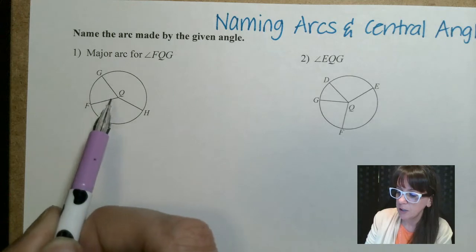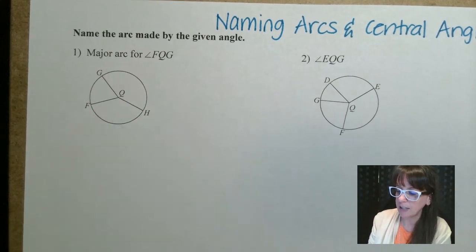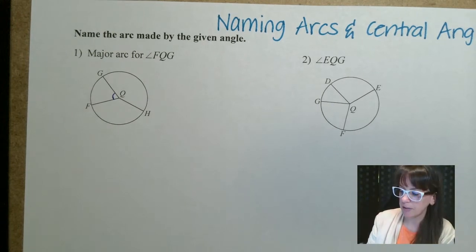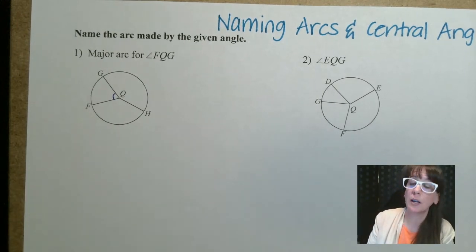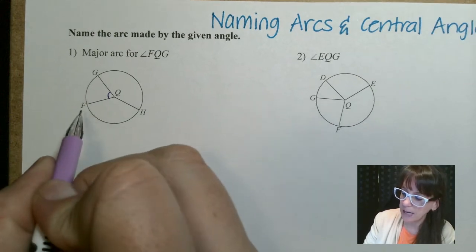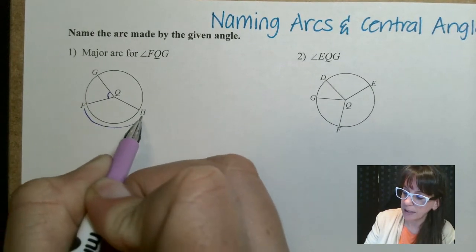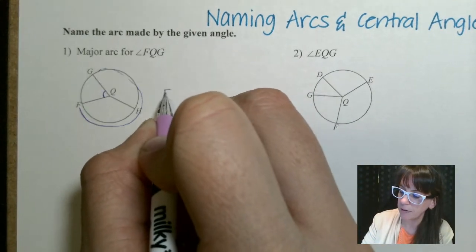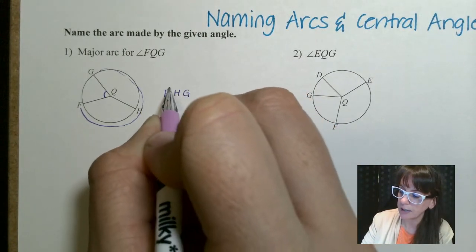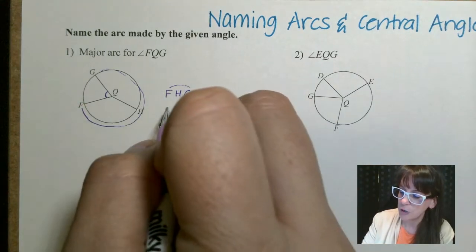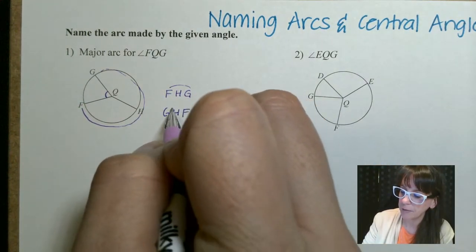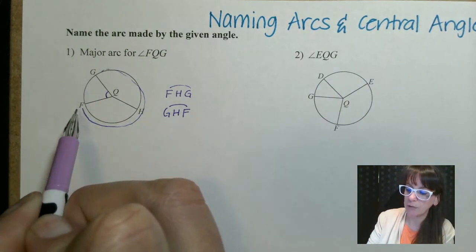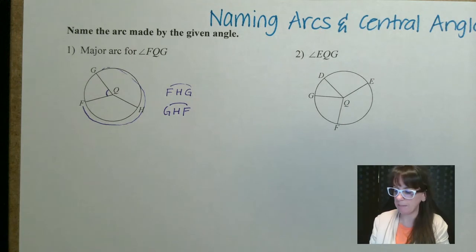All right, so major arc for angle FQG. FQG is this angle right in here, right? We want the major arc for that. The major arc is the one that's larger than 180 degrees. So the major arc would go all the way around like this. There we go. And so we would say the major arc is FHG, like this. You could also say it as GHF for the major arc. Our minor arc would either be GF or FG, either way on that.